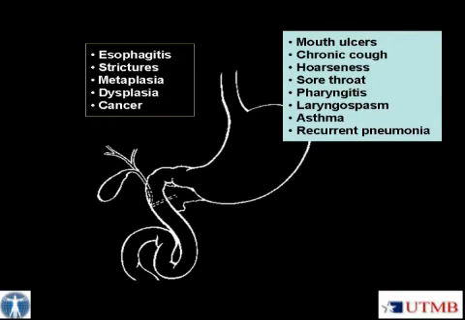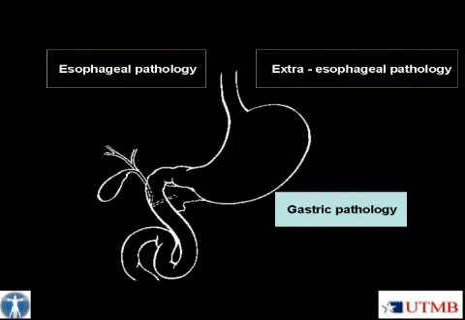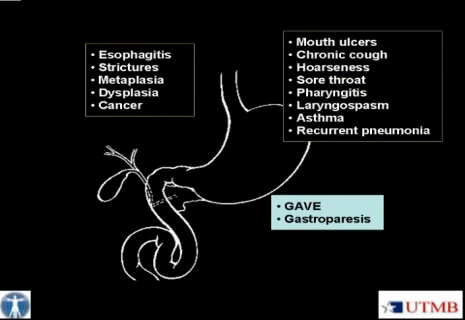Extraesophageal pathology. Oral ulceration, chronic cough, hoarseness, pharyngitis, asthma, and recurrent aspiration pneumonia are a result of acid reflux higher up into the pharynx and from motility dysfunction. Gastric pathology. Delayed gastric emptying or gastroparesis leading to early satiety, bloating, nausea, and vomiting, and gastric antral vascular ectasia or GAVE are the main findings in the stomach in patients with scleroderma.